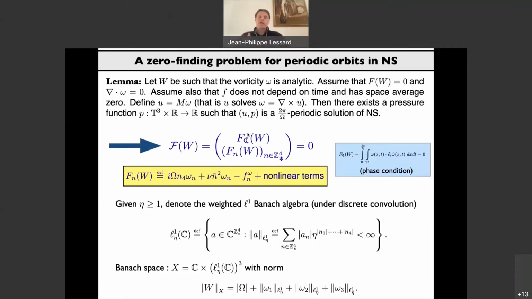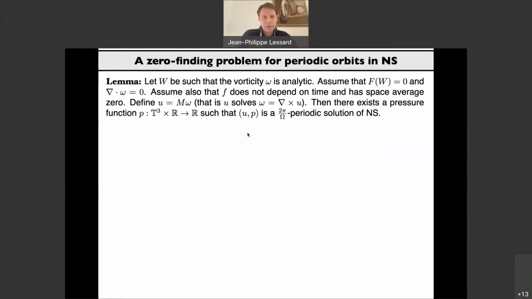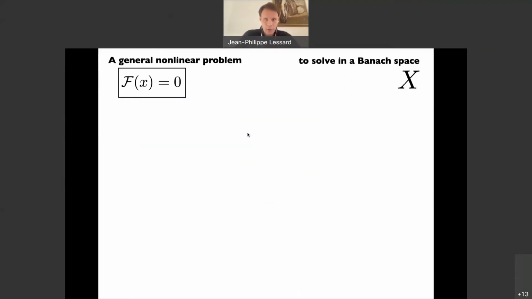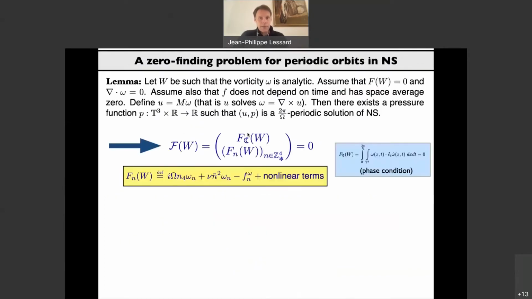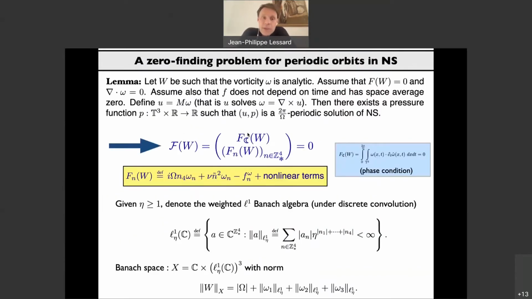Okay, so now I'm in the context of this general problem. I have a map, F, to solve, and X in that case is W, which contains the frequency and all the Fourier coefficients of the vorticity. Now I want to solve this problem in a Banach space, so I better choose my Banach space. It's going to be the following.